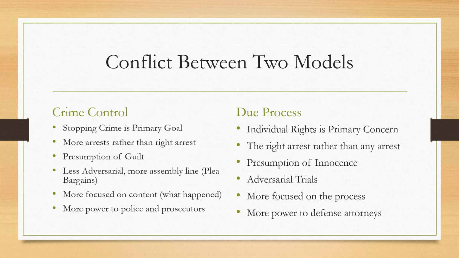So here are the two models quickly. The crime control model, which I talked about, its primary goal is, stated at least, stopping crime. So more arrests are very often better than necessarily the right arrest. A presumption of guilt. If you catch them, they're likely the ones that did it. Less adversarial, more assembly line. Less, let's focus on trials and stuff, let's move this through. More focused on what happened, not the process. And more power goes to the police and the prosecutors.